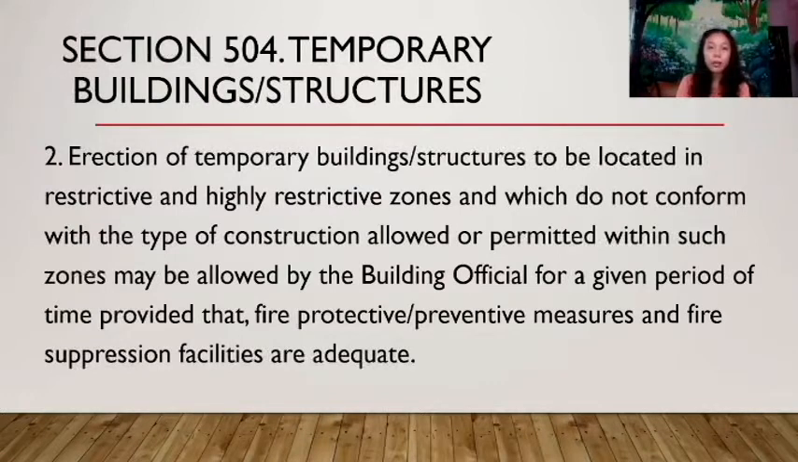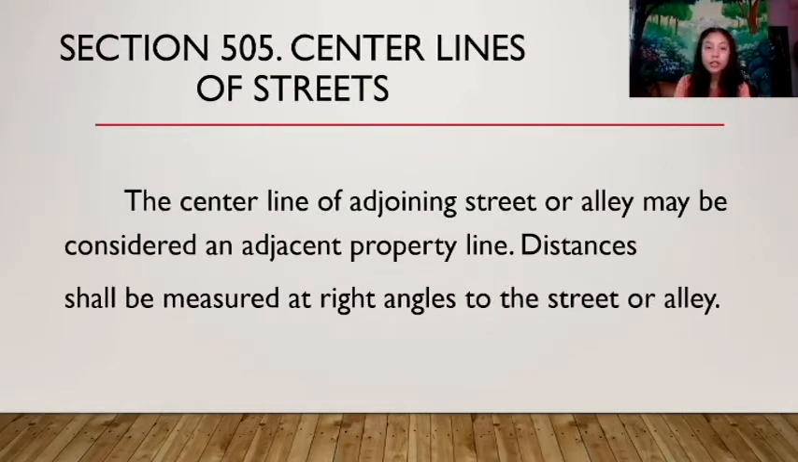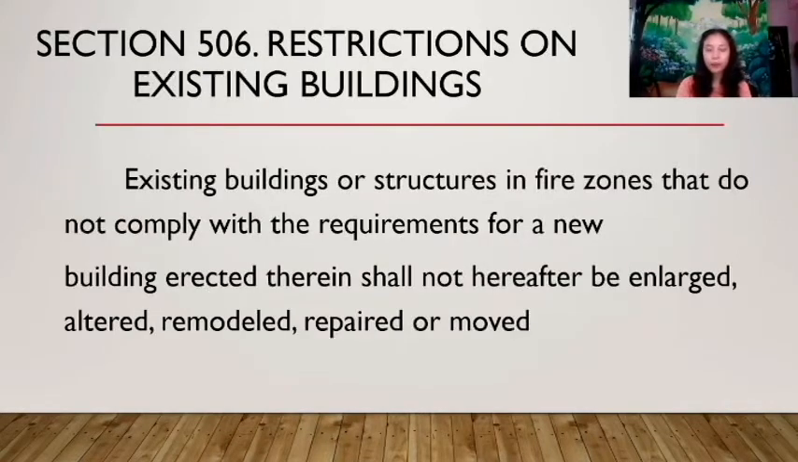Erection of temporary buildings or structures to be located in restrictive and highly restrictive zones and which do not conform with the type of construction allowed or permitted within such zones may be allowed by the building official for a given period of time, provided that fire protective or preventive measures and fire suppression facilities are adequate. Section 505, Center lines of streets. The center line of an adjoining street or alley may be considered an adjacent property line. Distances shall be measured at right angles to the street or alley.